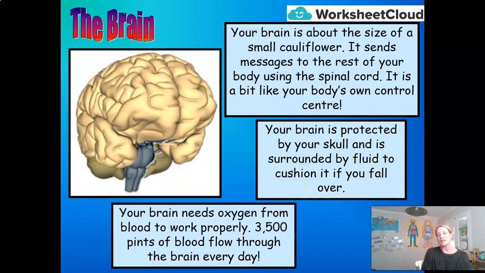Your brain needs oxygen to work properly, and it gets oxygen from your blood. It needs 3,500 pints of blood to flow through your brain every day. So if you don't get enough oxygen to your brain, you can sometimes feel quite drowsy and tired. That's why some of your teachers may get you to jump around or move about in the classroom every so often to get that blood flowing back to your brain.